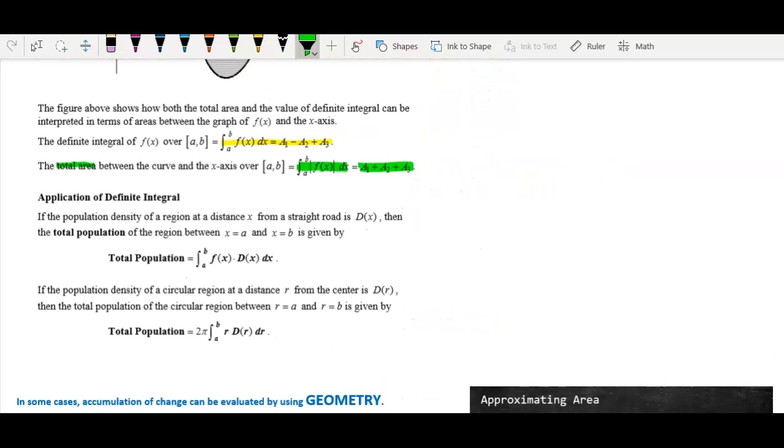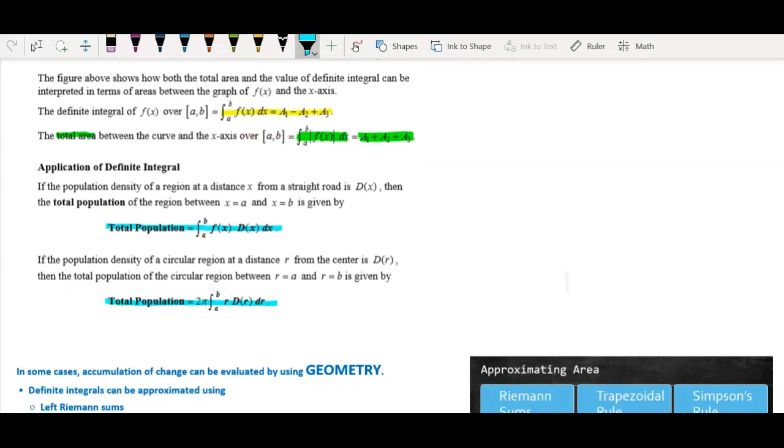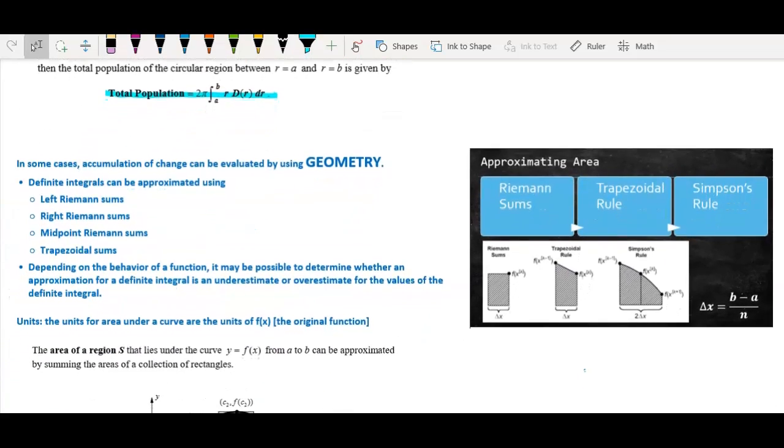Even if they're negative. So applications of definite integrals. If the population density of a region at a distance x from the straight road is d of x, so we have distance, then the total population of the region between x equals a and x equals b is given by that definite integral. So we'll go over these when we do applications of integration.